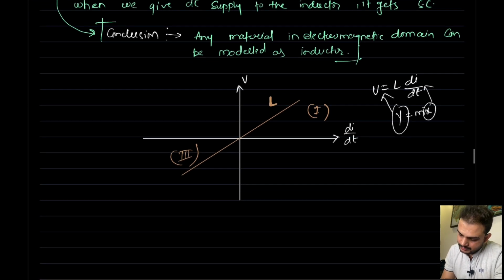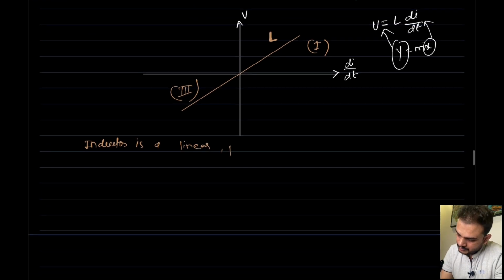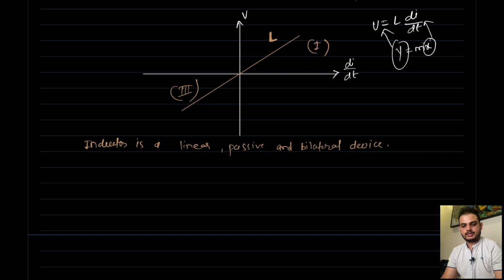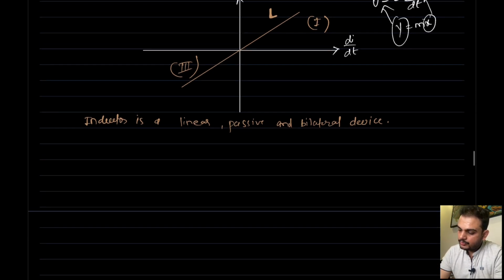So the inductor is a linear, passive and bilateral device. Now this is the third and fourth Ohm's law.